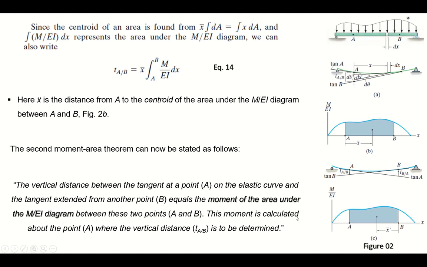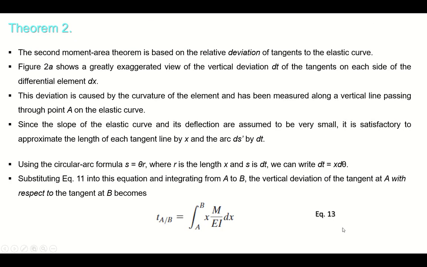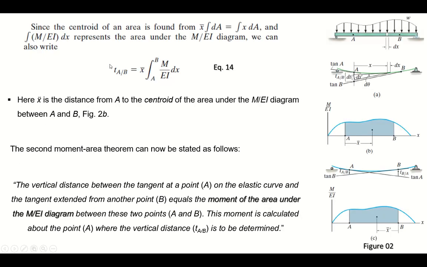Now, since the centroid of an area is found from this equation, x bar integral dA is equal to integral of x dA, and integral of M over EI dx represents the area under the M over EI diagram. So we can also write the previous equation 13 in this form, which is t A by B is equal to x bar integral from A to B of M over EI dx.